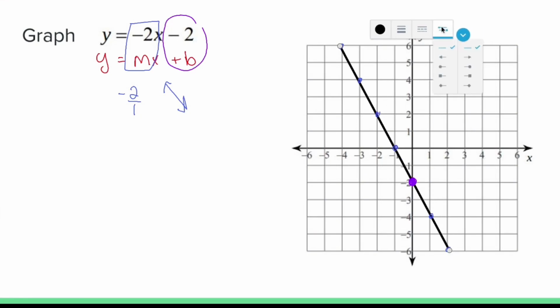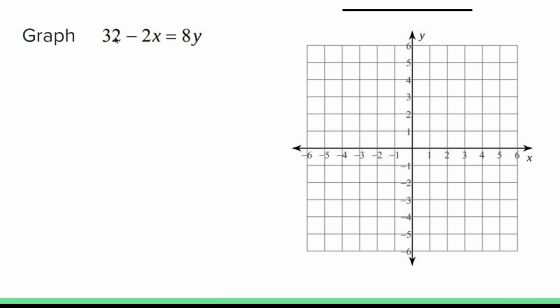Will it give me arrowheads? Yeah, look at that. Oh, wow. Perfect. So we have ourselves a line with a slope of negative 2 and a y-intercept of negative 2. Fun stuff. Graph 32 minus 2x equals 8y.